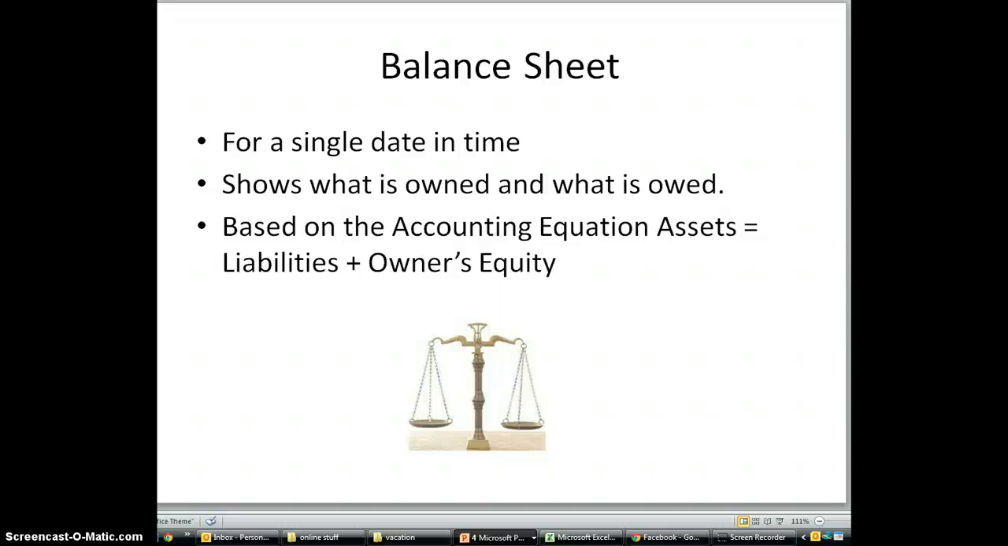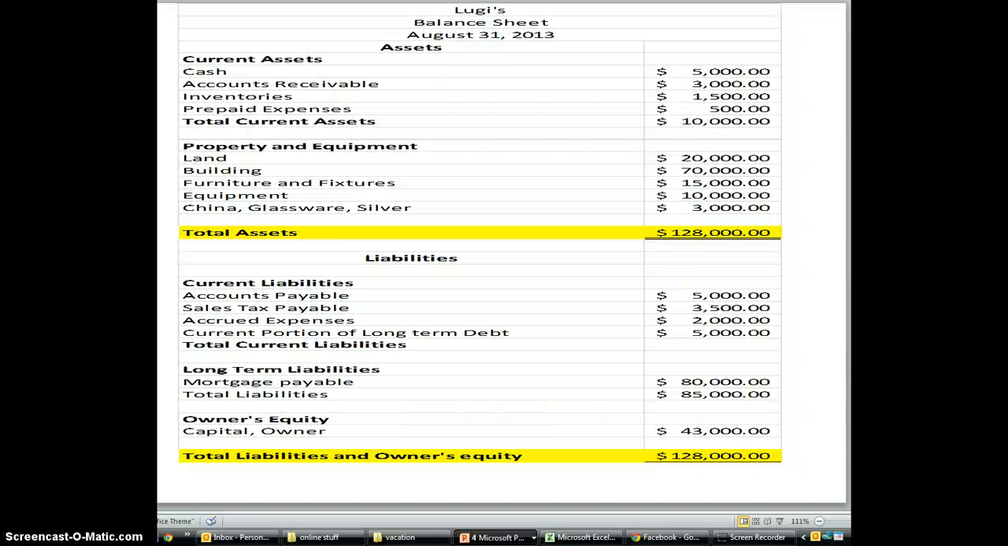And it's based on the accounting equation that we talked about way back in Chapter 1, that assets are equal to liabilities plus owner's equity. Here's an example of a balance sheet. So we have assets. Assets are what are owned, and we show current assets, and we'll talk more about what makes them current in the next chapter. We have quite a bit more information there.